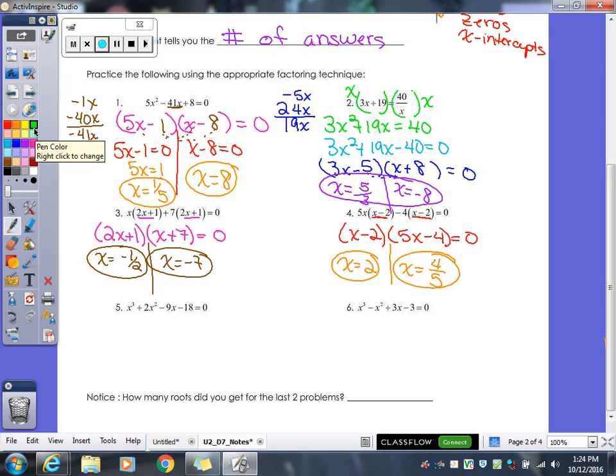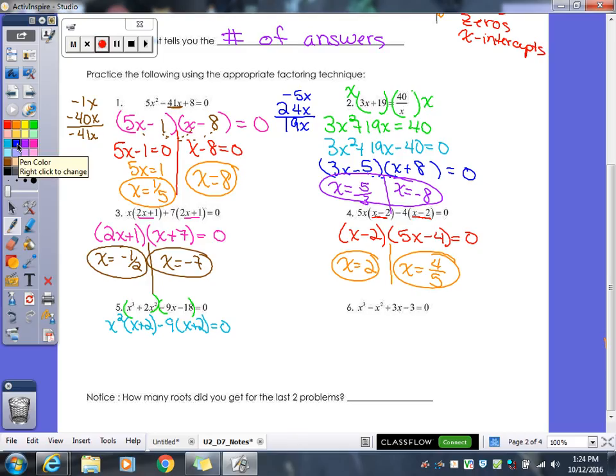So now examples 5 and 6, we want to use our new method of factoring because I've got 4 terms here. So I'm going to group my first 2. I'm going to group my last 2. What's our GCF in the first set of parentheses? X squared. And then I would have an x plus 2. GCF in the second set? Negative 9. Then I would have an x plus 2.